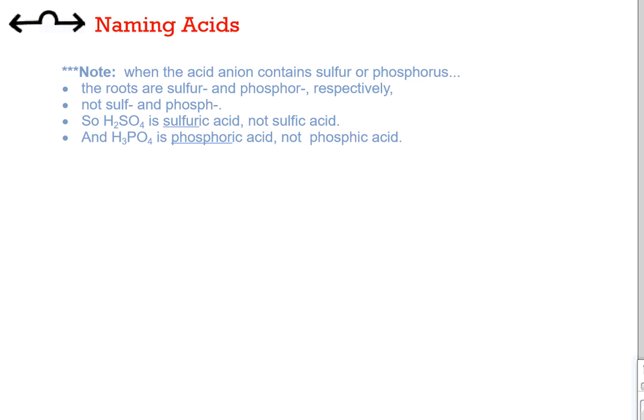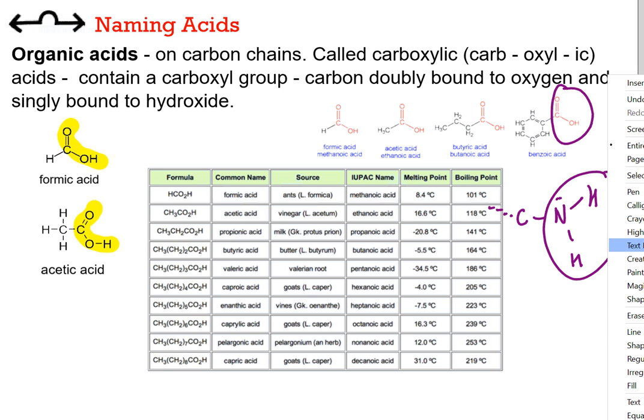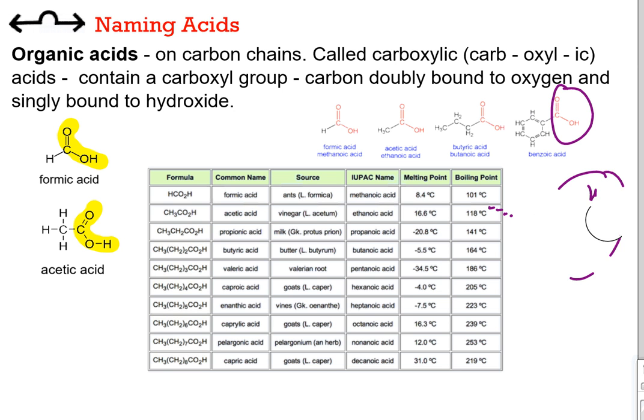Keep in mind a couple little phenomena that flummoxed people earlier in the year. When an acid ion contains sulfur or phosphorus, the roots are sulfur and phosphor, respectively, not sulf or phos. So H2SO4 is sulfuric acid, not sulfic acid. H3PO4 is phosphoric acid, not phosphic acid. So we hope that helps you with nomenclature with acids.